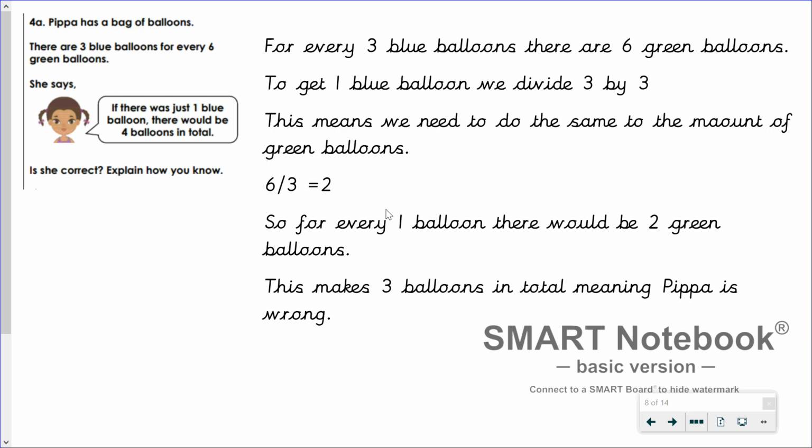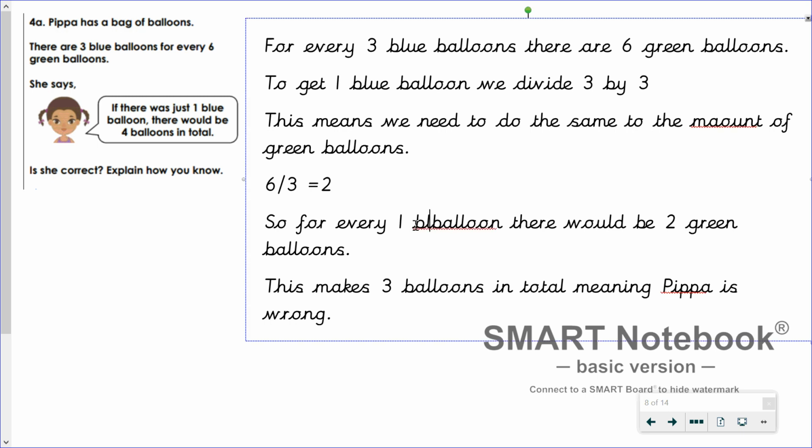So for every 1 blue balloon, there will be 2 green balloons. 1 add 2 is 3. This makes 3 balloons in total, meaning Pippa is wrong.